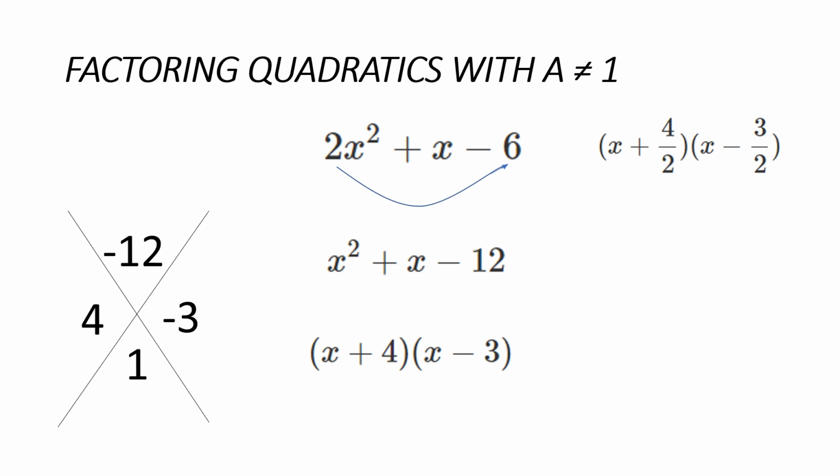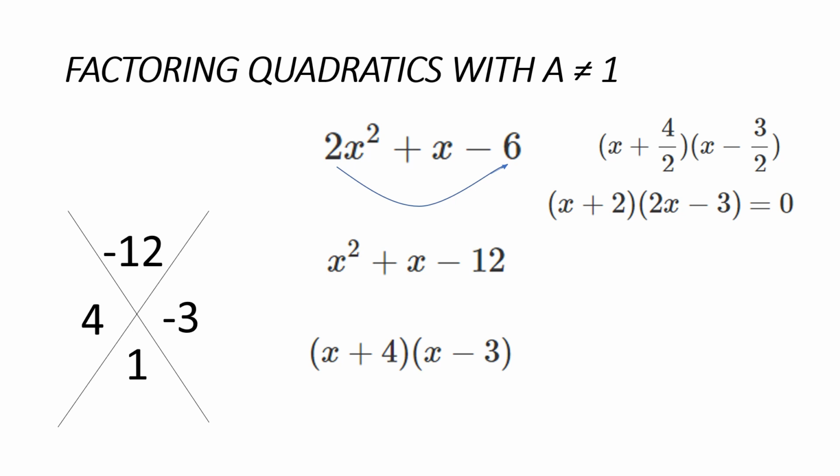Obviously, 4 divided by 2 is 2. But negative 3 divided by 2 is negative 1.5, and that's not really nice. And we cannot keep it in a way where it remains as 1.5. And therefore, you must move the 2 over to the x, so it becomes 2x minus 3. So the root is still 3 over 2, but it is not expressed as x minus 1.5, but rather 2x minus 3. And now, if you FOIL this, you'll figure out that this is equal to 2x squared plus x minus 6.